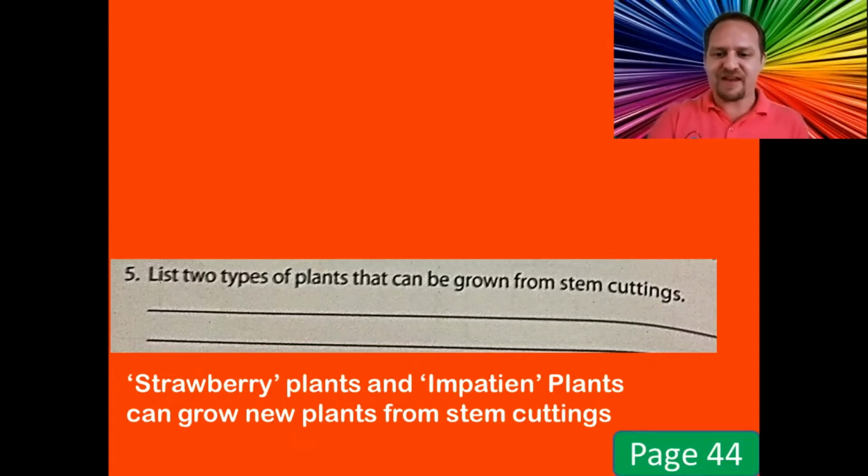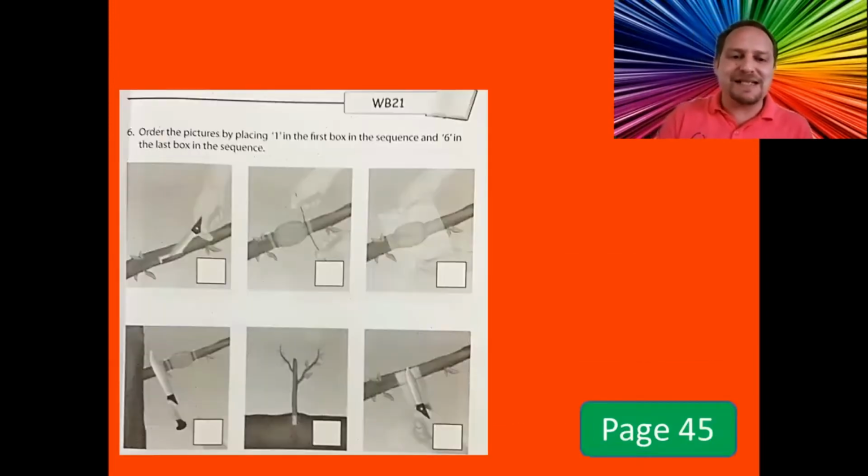Okay, all right, excellent. Let's keep rolling. We're on page 21 now. Can you remember this? This is 21 in your workbook, 45 in your textbook, and we need to put a number in each box. Okay, step 1, if you remember, what was step 1?